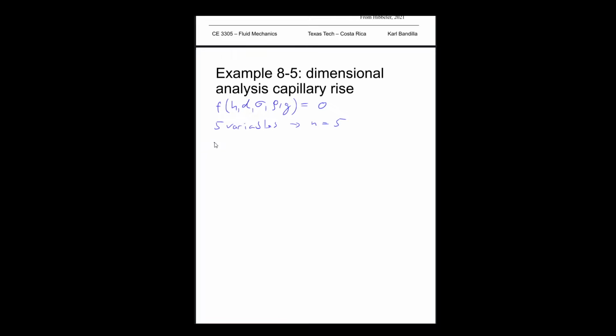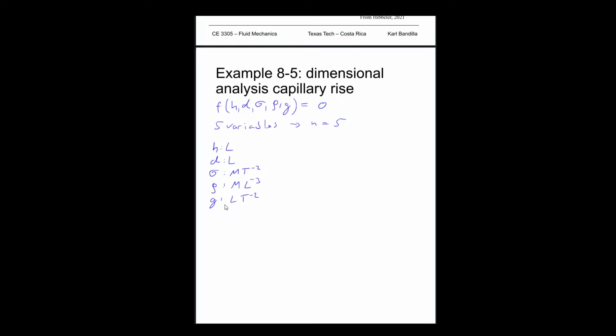So what are they? They are h, which is a length, d is another length, the surface tension is mass times t to the minus 2. Then we have density, which is a mass divided by volume, so L to the minus 3. And then g is the acceleration, so it would be a length divided by t squared. So there we have our 1, 2, 3, 4, 5 variables.